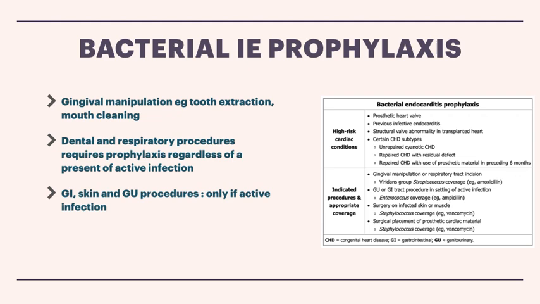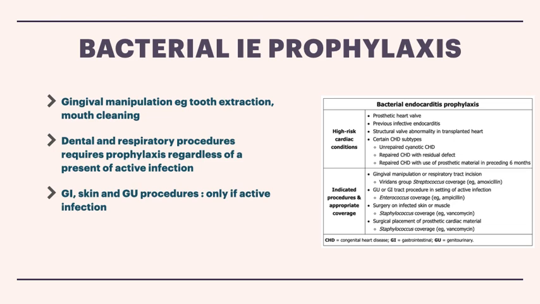There are 4 procedures that we consider high risk. Gingival manipulation or respiratory tract incision. When we say gingival manipulation, we're talking about tooth extraction, routine cleaning of the gums, any dental procedure. Okay? Respiratory tract incision would include, for example, a bronchoscopy where you would take a sample or biopsy. All right? So those are high risk: gingival manipulation or respiratory tract incision.